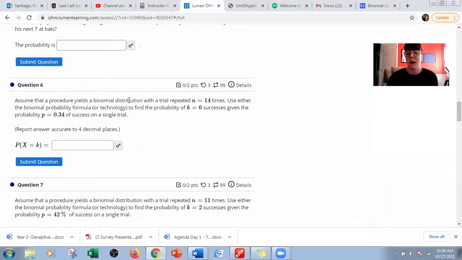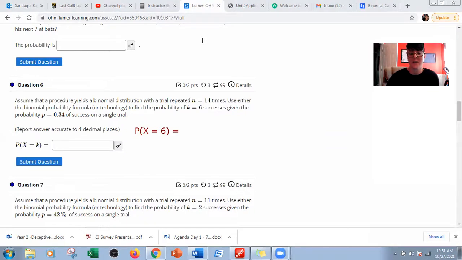Assume that a procedure yields a binomial distribution with a trial repeated n equals 14 times. Use either the binomial probability formula or technology to find the probability of k equals 6 successes given the probability p of 0.34 of success on a single trial. So we're going to do the same thing. Do you agree here that even though this says probability of x is equal to k, what is k? 6. Yeah. So we just want to find the probability that x is equal to 6. Okay. And then we just use the formula. Okay, gotcha.